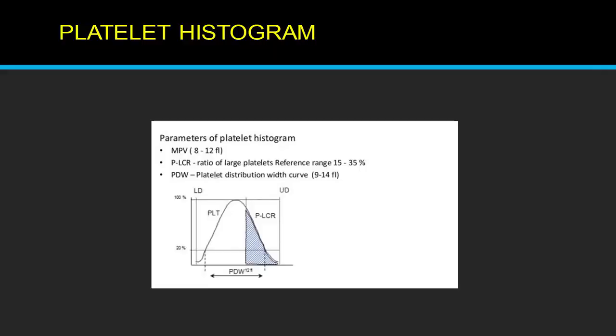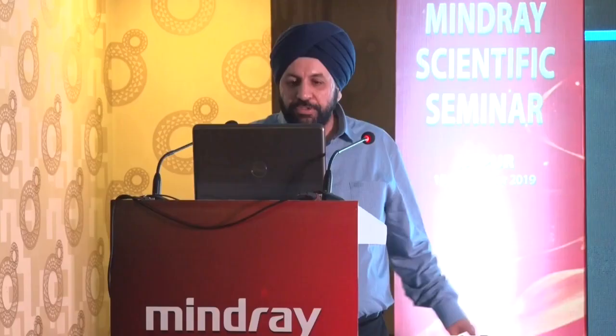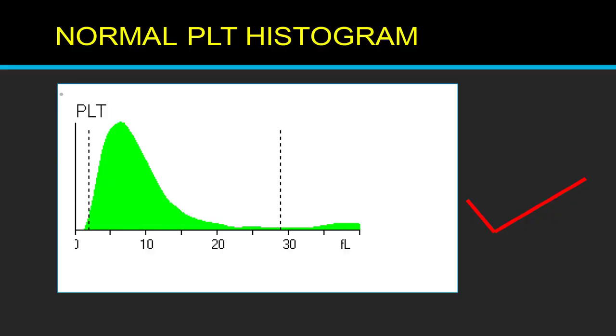All the cell population to the right of the 12 femtoliter constitutes the platelet large cell ratio, along with MPV. Both of these are indices. Along with this MPV, this is an index of giant platelets. This broad base at the bottom constitutes the platelet distribution width. This is how a normal histogram would look in most CBC analyzers. If you see this kind of histogram, I would be okay to even report a platelet count of 20 to 30,000 without even a review.